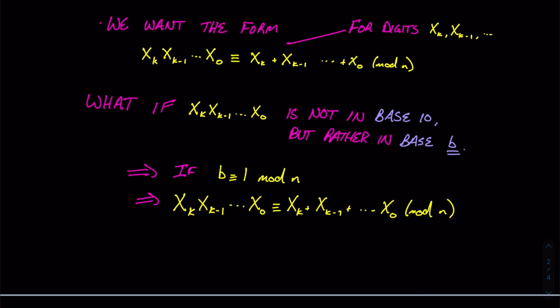Well, remember that we were writing originally in base 10, but what if we're not writing in base 10? What if these digits x_k and so forth don't represent base 10 digits, but instead represent some arbitrary base b? Well then, we know from above that if our b is congruent to 1 mod n, then our divisibility rule will hold, such that if the sum of the digits x_(k-1) through x_0 in base b is divisible by n, then the number itself in every base is divisible by n.